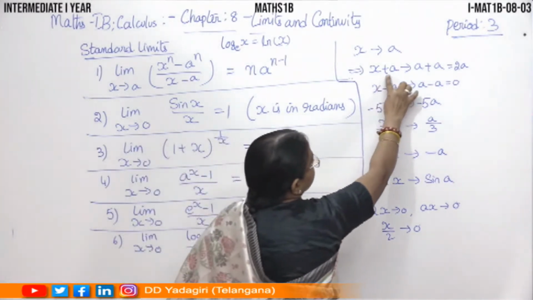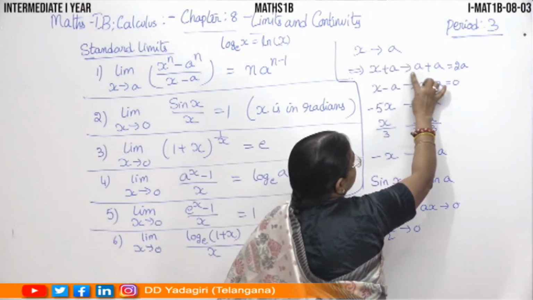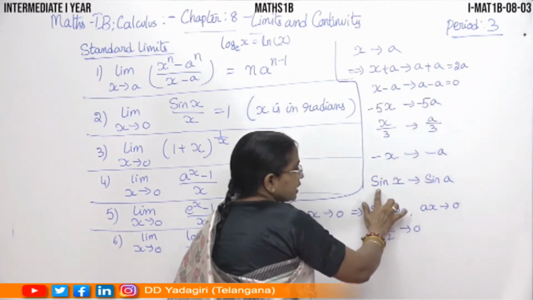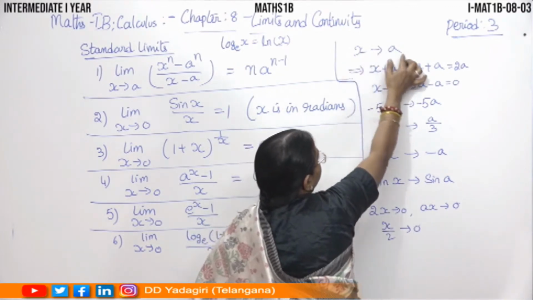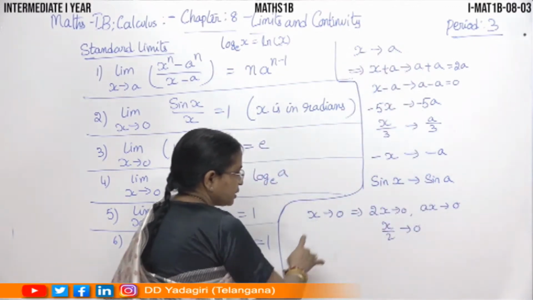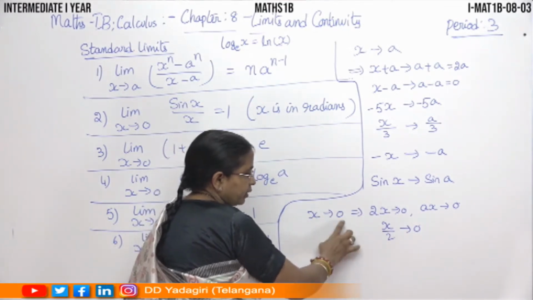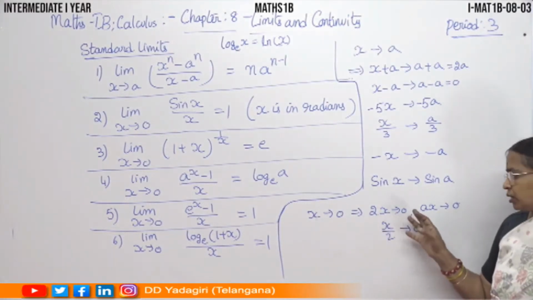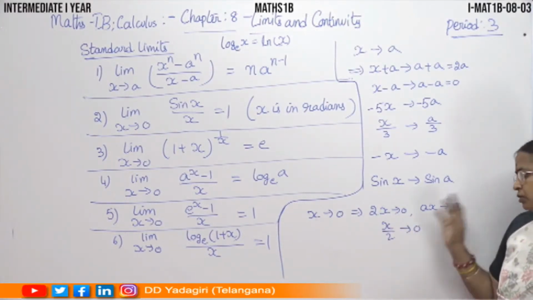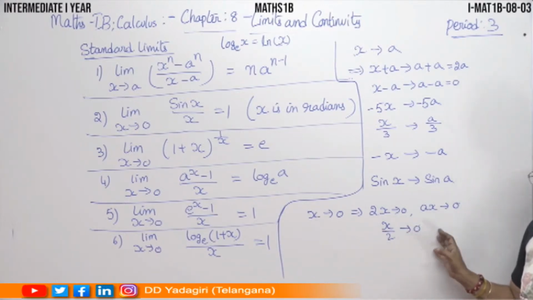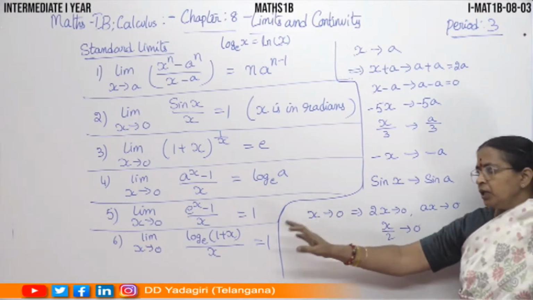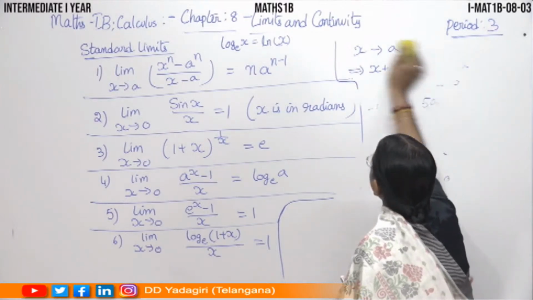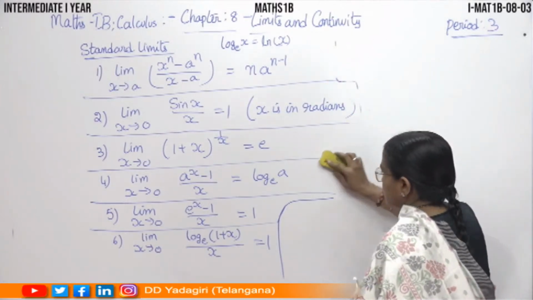Now as I said, when x tends to a, x plus a tends to 2a. Add a on both sides, subtract a on both sides, multiply, divide. Like sin x, you can apply the same trigonometric ratio on both sides. Now x tends to 0 means 2x, when you multiply this by 2 on both sides, 2 into 0 is 0 only. ax also tends to a into 0, 0. x by 2 tends to 0 by 2, that is 0 only, like this. Now here in these standard limits, in the problems we will not be having the same form.